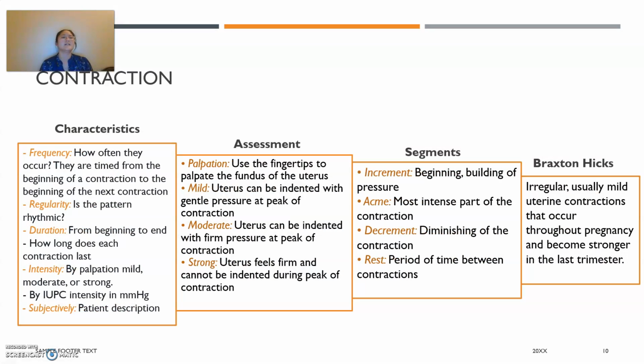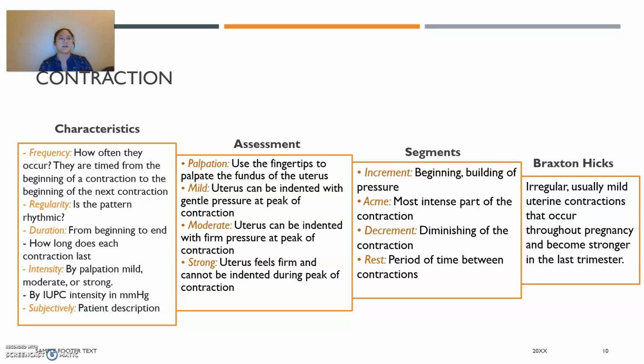About a contraction, I would like to talk about the characteristics first. You have to ask about the frequency, the time from the beginning of one contraction to the beginning of the next contraction. Then the regularity, the duration, from the beginning to the end, and the intensity of the contraction, by palpation: mild, moderate, or strong. And of course, the patient will describe it for you, so it's very subjective.